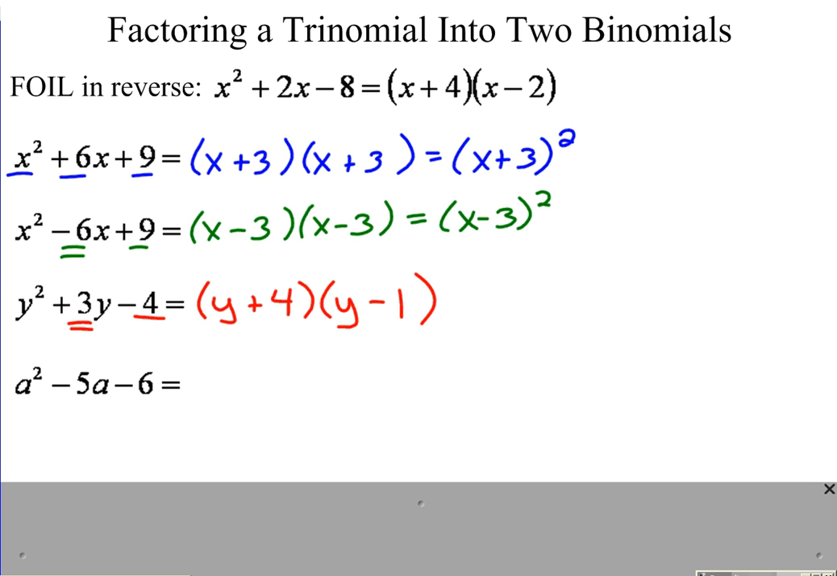The last trinomial here has to be a and a. Again, we're multiplying to be a negative, so I know we have to have opposite signs. Factors of 6 that add up to -5 are -6 and +1.